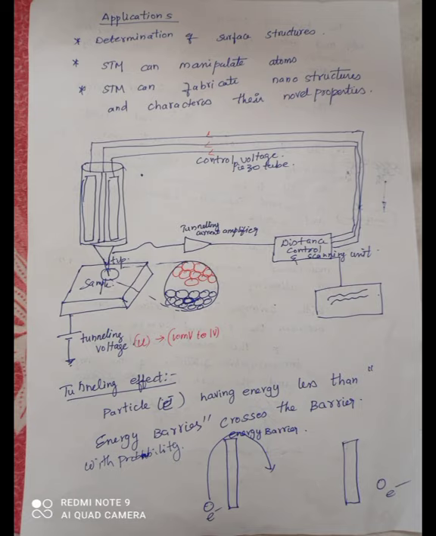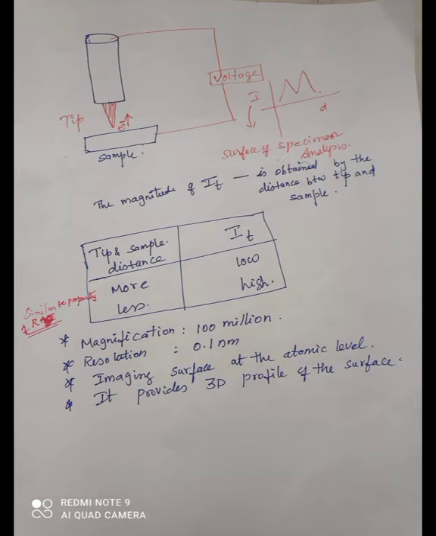How the tunneling current is created: when a voltage, that is, a tunneling voltage, is given between the sample and the tip, the electrons will travel from the sample to the tip. So this is the basic concept. If I have a tip and a sample, the sample is kept at the bottom and the tip is kept at the top. The tip is made up of tungsten.